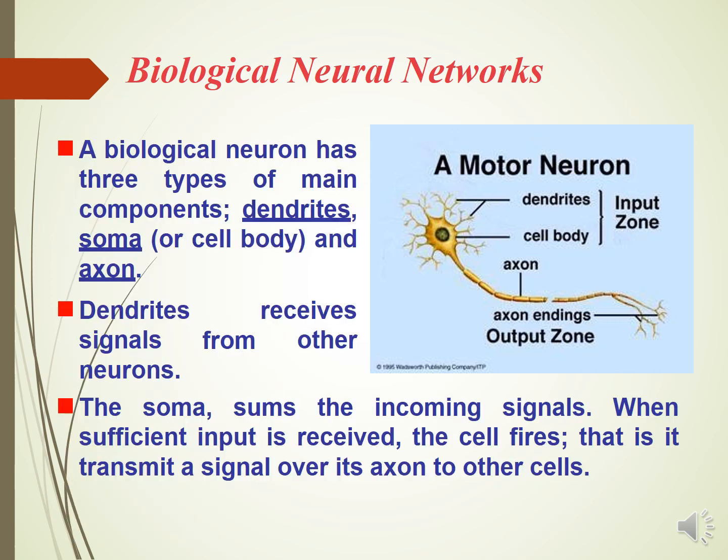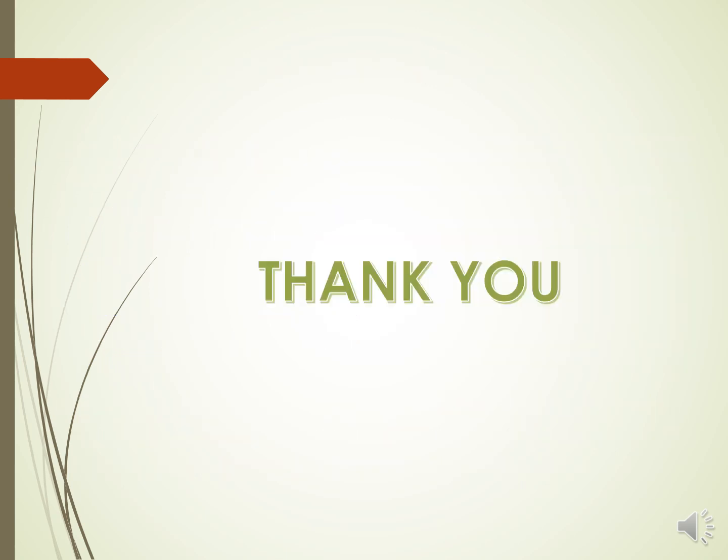This biological neuron has three main components: dendrites, soma or cell body, and axon. Dendrites receive signals from other neurons. The soma processes the incoming signals. When sufficient input is received, the cell fires, that is, it transmits a signal over its axon to others. Thank you.